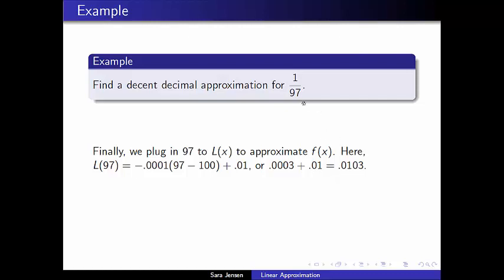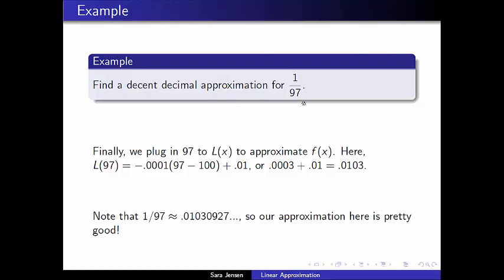If we do remember that we have the use of technology on our hands and we pull out a calculator to compute 1 over 97, we find that the actual value is about 0.01030927. So our tangent line approximation here is really pretty darn good.